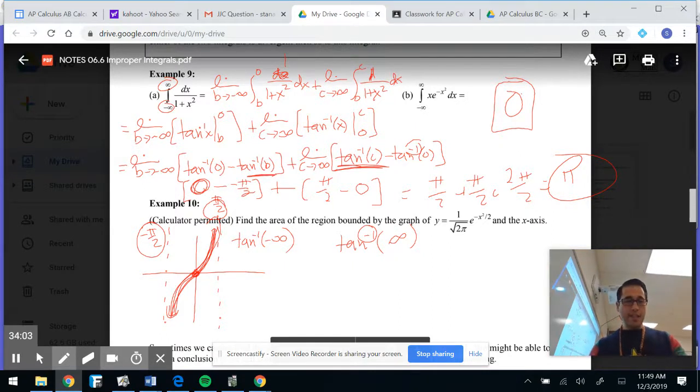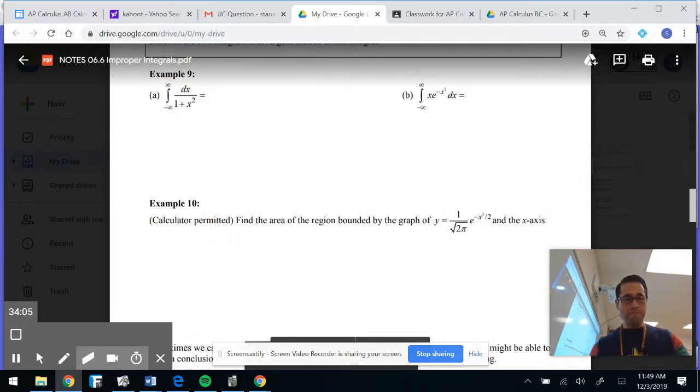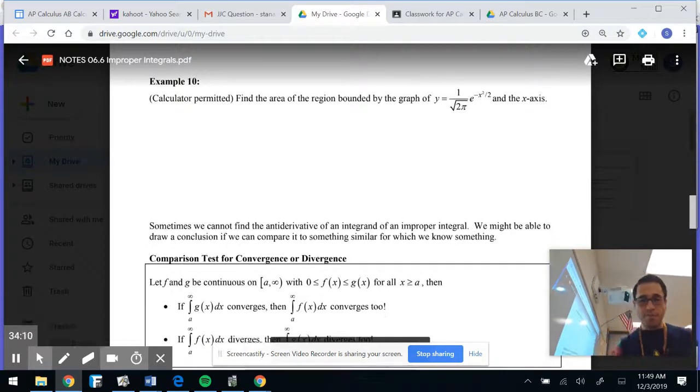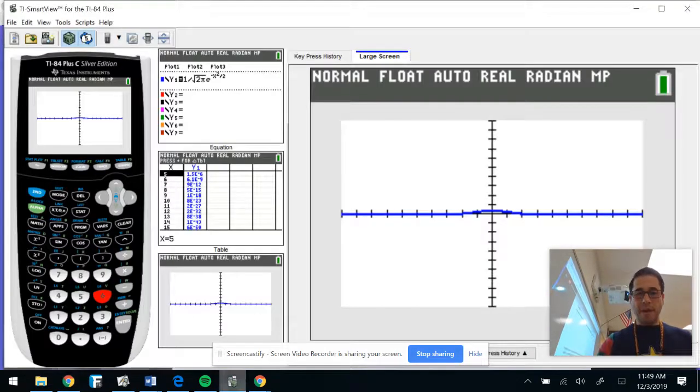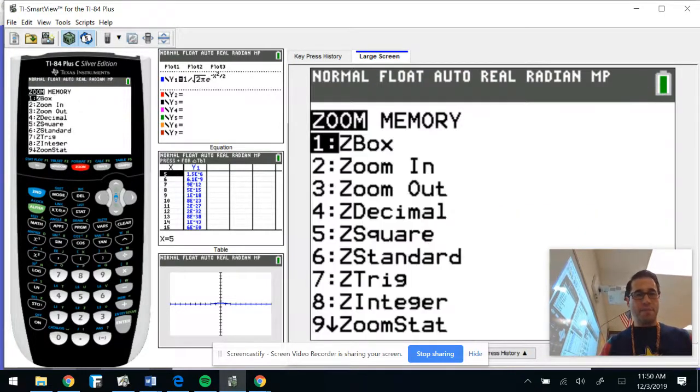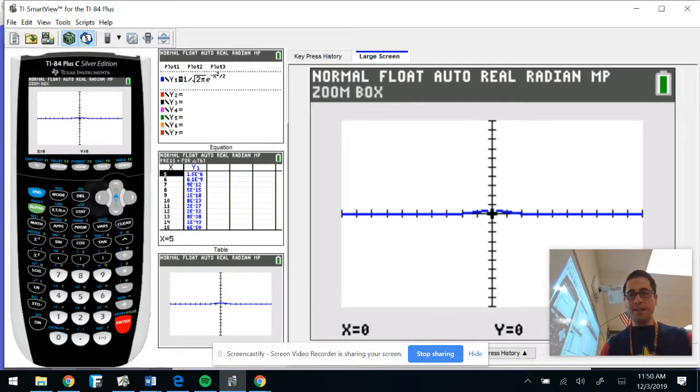All right, I actually think I'll be able to do this last one here with you because it's a calculator problem. But what they're asking us to do here is find the area of this region and the x-axis. Well, what would that look like? Well, we're allowed to use our calculator, so let's get this out. There it is. Now, what does that look like? Well, remember, we have this fancy zoom box. I'm going to box this.